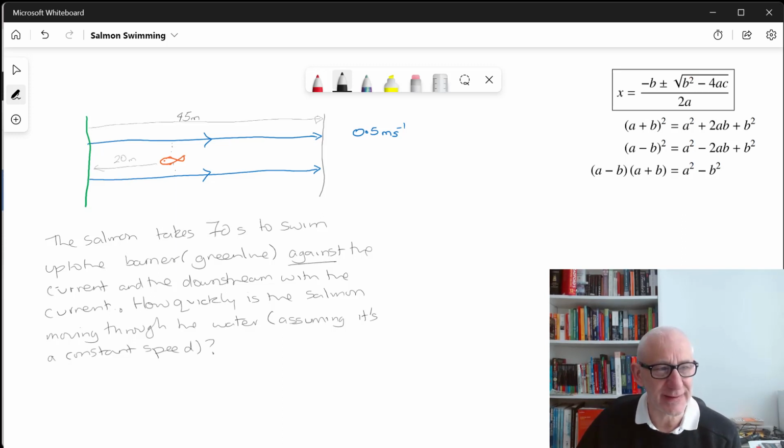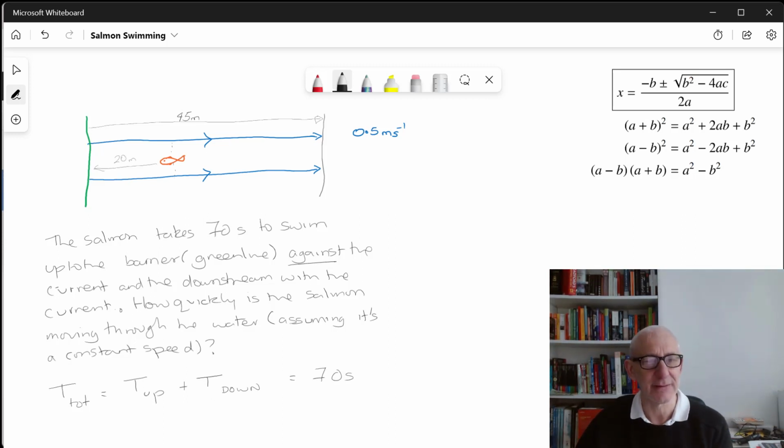So we know that the total time taken, the t-tot we'll call it, because we like symbols, don't we, is going to be equal to the time to go upstream plus the time to go downstream. And we know that that is equal to 70 seconds. So what we need is to work out the time to go up and the time to go down. We know the distance for each of these up and down journeys, but we just don't know how fast the salmon is actually swimming through the water.